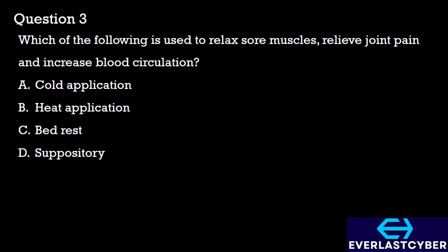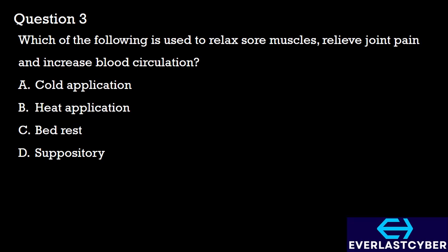Question 3. Which of the following is used to relax sore muscles, relieve joint pain, and increase blood circulation? A. Cold application, B. Heat application, C. Bed rest, D. Suppository. Cold application is used to reduce swelling, inflammation, and numb pain, and it is usually used for acute injuries. Heat application is used to relax sore muscles, relieve joint pain, and increase blood circulation.